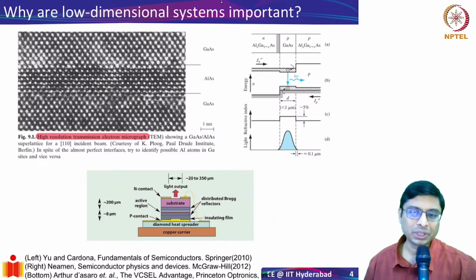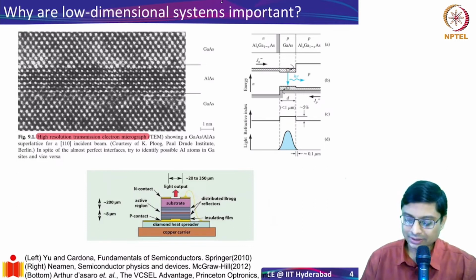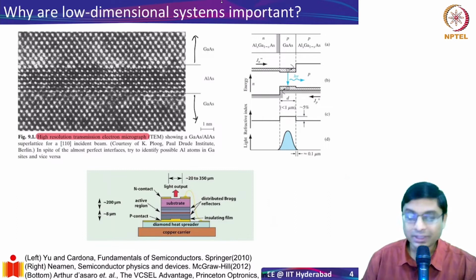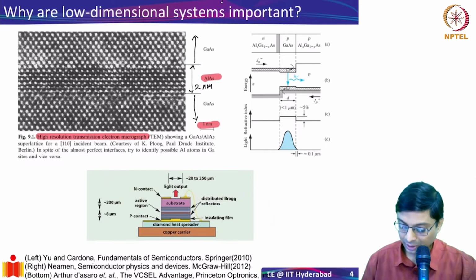What this is showing you is a layer of aluminum arsenide sandwiched between two gallium arsenide layers. This is my gallium arsenide, and the bottom is another gallium arsenide. In between them, you have aluminum arsenide. The beauty is, if you look at the axis here, this is 1 nanometer. So this part of aluminum arsenide is only 2 nanometers, and you can actually count 1, 2, 3, 4, 5 and 6 atomic layers.